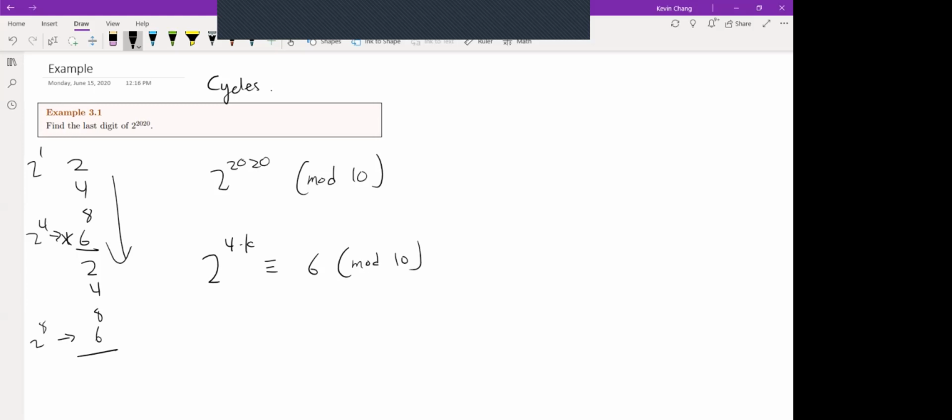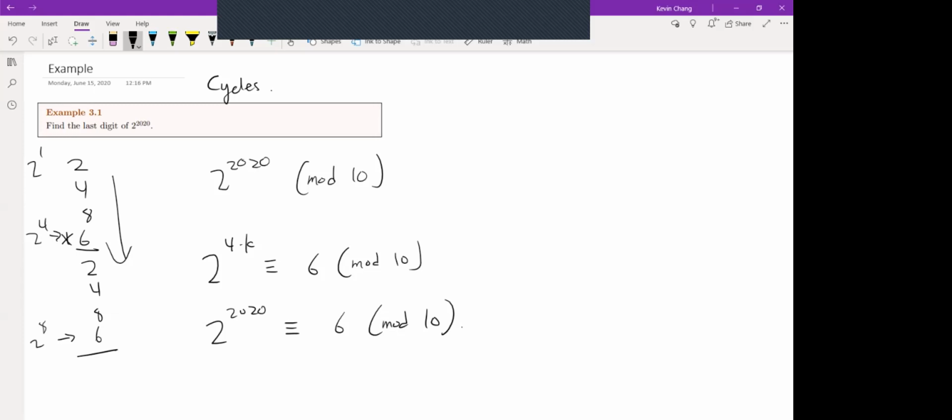And we notice that 2020 is divisible by 4, so we have that 2 to the 20 should be congruent to 6 mod 10. So I think for me personally, using patterns in competitions is perfectly acceptable as a strategy. If you can find a pattern and solve it quickly, that's perfectly fine. You don't have to actually know any complicated theorems to solve it.